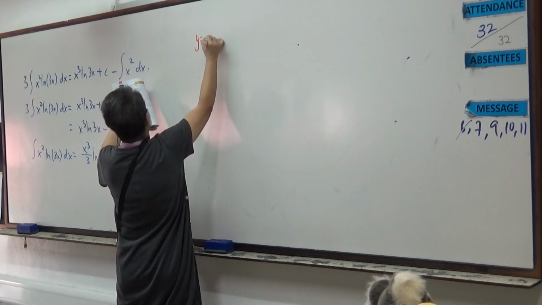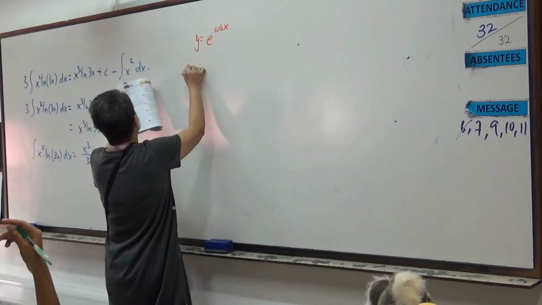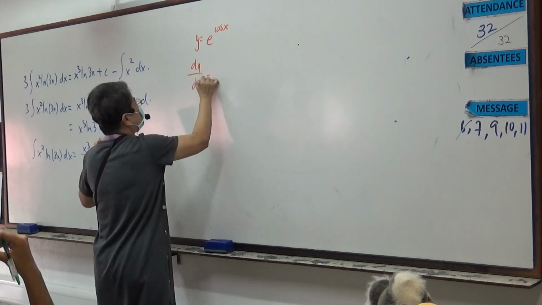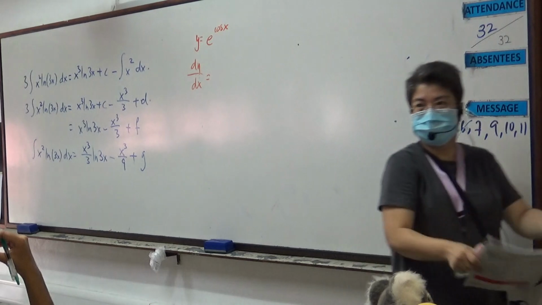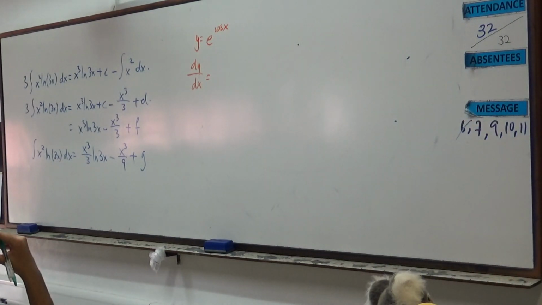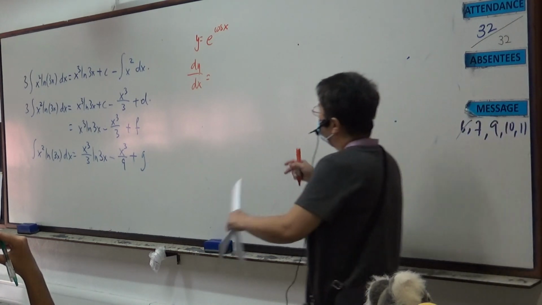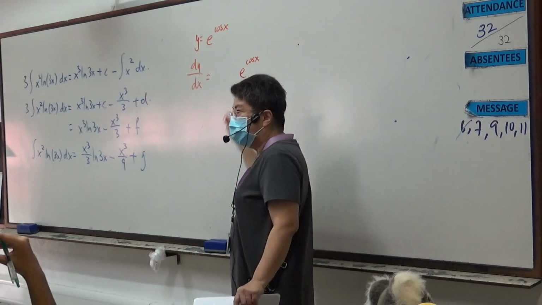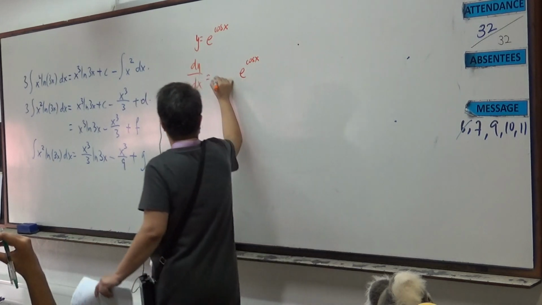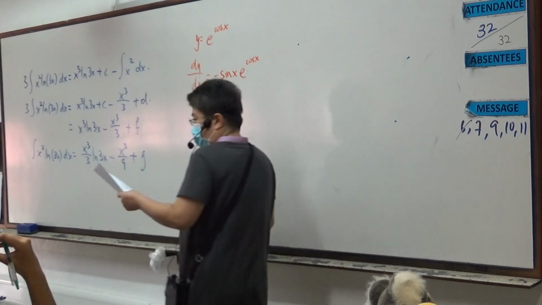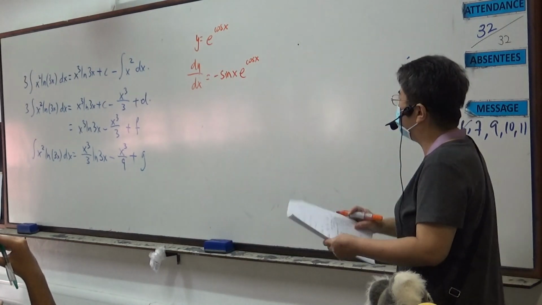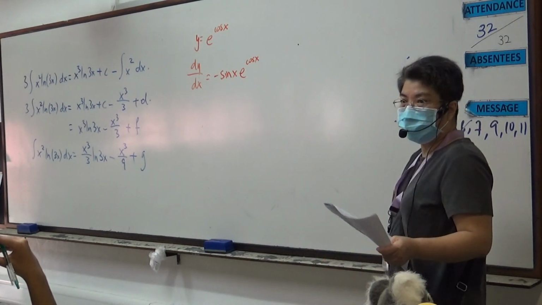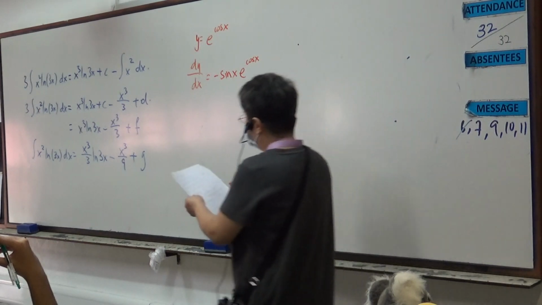y is equal to e to the power of cosine x. Find dy/dx. Correct? Yes or no? Okay, I'm going to differentiate this. If I differentiate this, dy/dx will be e to the cosine x, correct? You keep it first. Then you differentiate cosine x, which will give you minus sine x. So this will be my differentiation, that's all one step. Everybody okay?